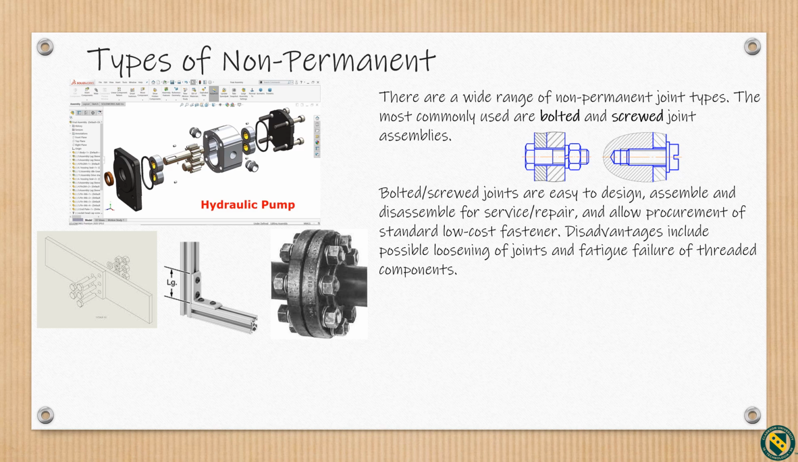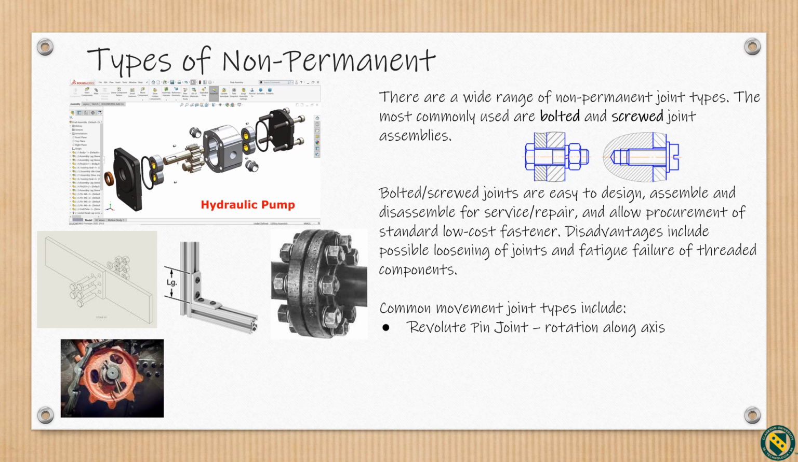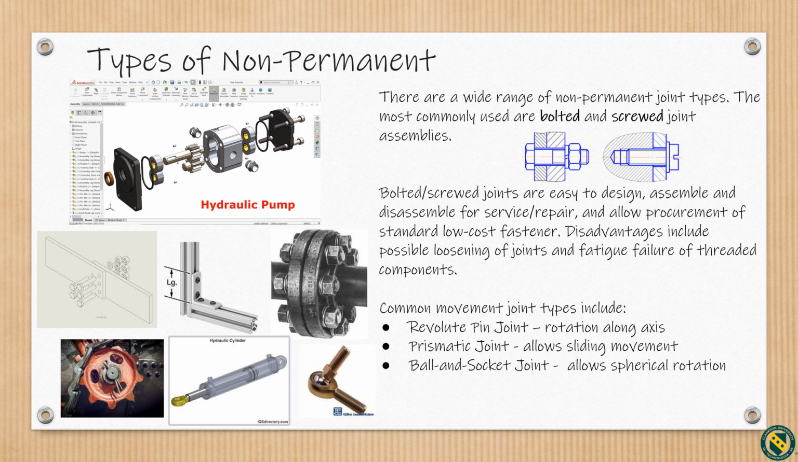Bolted and screwed joints are easy to design, assemble, and disassemble for service and repair, and they allow procurement of standard low-cost fasteners. But they have disadvantages which include possible loosening of joints and fatigue failure of threaded components. There are some other common joint types. Revolute pin joints allow rotation along an axis. Prismatic joints allow sliding movement. And ball and socket joints allow spherical rotation.